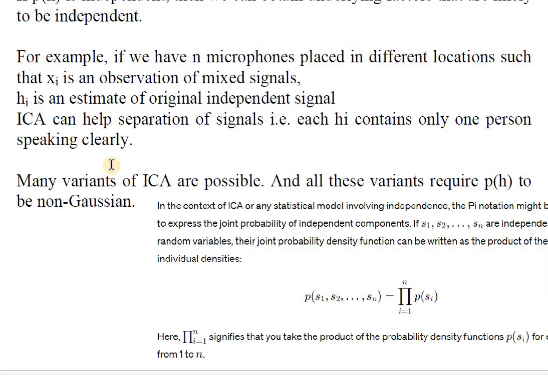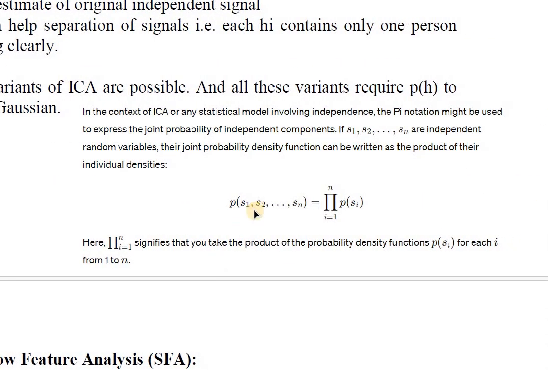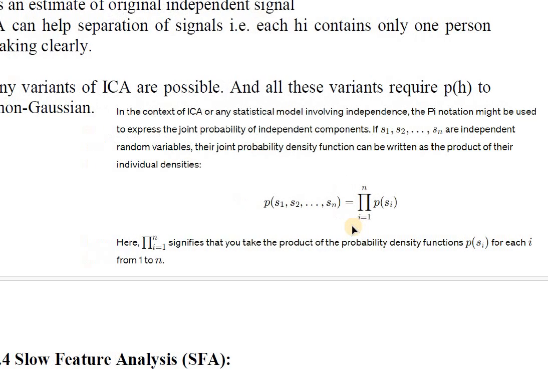Exactly the same example is explained over here. You can see how the formula is given. P of S1 comma S2 is given as pi. I told you what this pi means. It simply means product of the probability density functions P of Si, where i ranges from 1 to n. Summation का मतलब होता है sum या addition. जब ऐसे बड़ा वाला पाई दिखता है आपको, उसका मतलब होता है it is product.